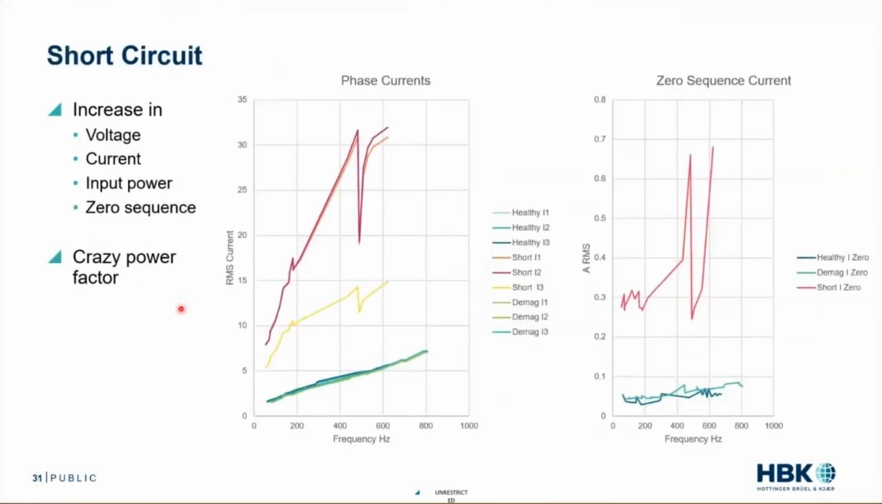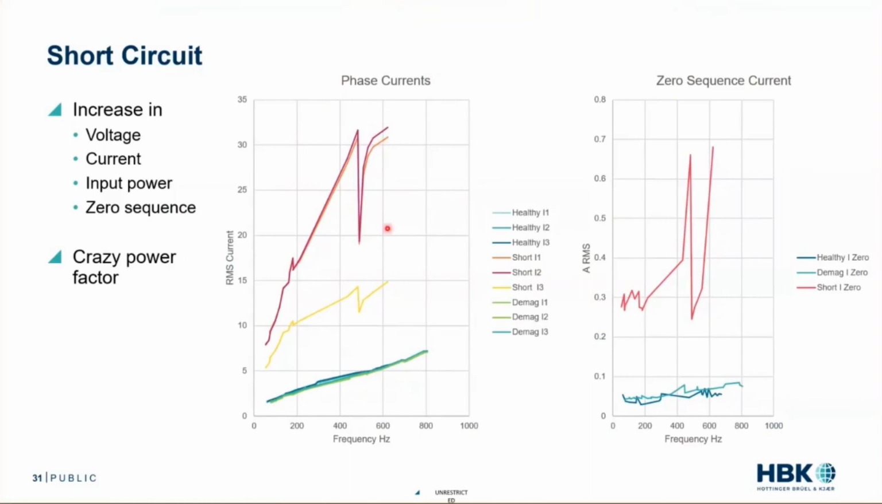And what did I see? So here I had plotted the 3 phases of healthy, the 3 phases of short, and the 3 phases of demag for the phase currents. Well, my demag and my healthy look pretty similar. They're both right here. But my short circuit, if we look at my RMS current, it's just to the moon, and this is that phase imbalance. So we can very easily see that, okay, I have a turn short, I can identify that right away.